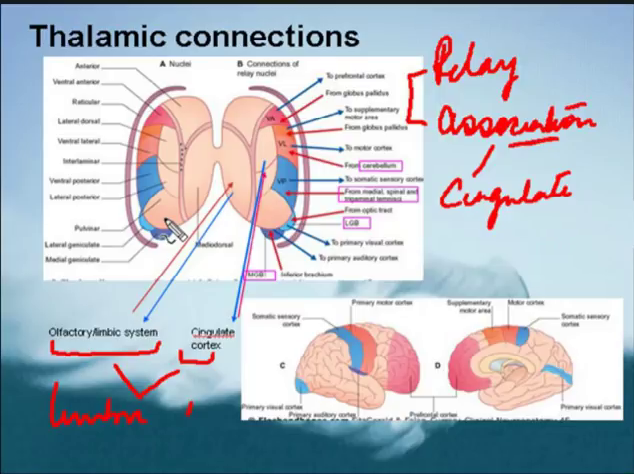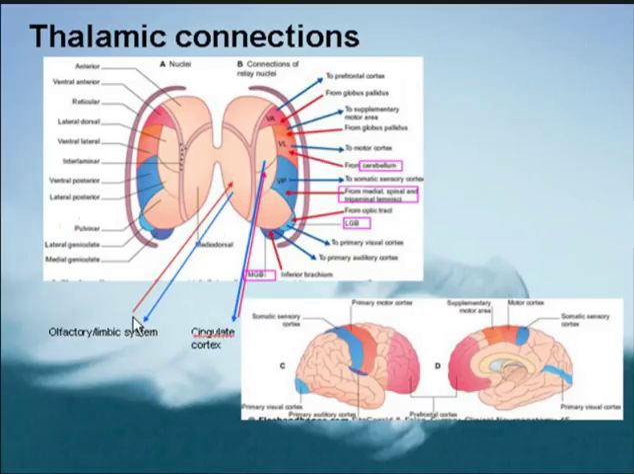And then the pulvinar, which is this posterior most area, is connected to, again, visual and the parietal association areas. So these association areas, I don't want you to know exactly which part is connected to cingulate, which part is connected to the olfactory and limbic. What I want you to know is that through its association nuclei, they connect to the olfactory and the limbic system, and this means that it is connected to the cingulate cortex, because that forms part of the limbic system.